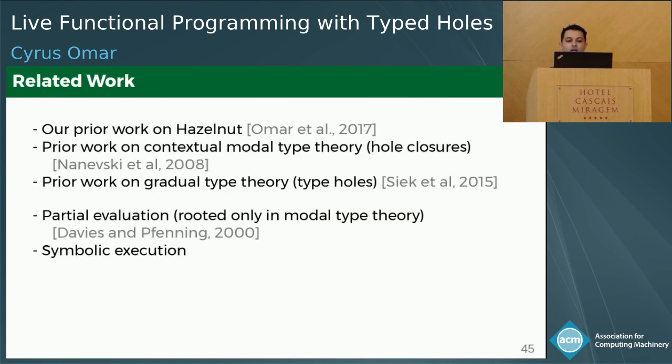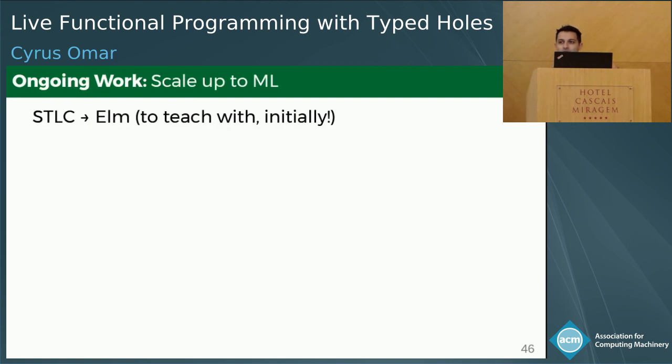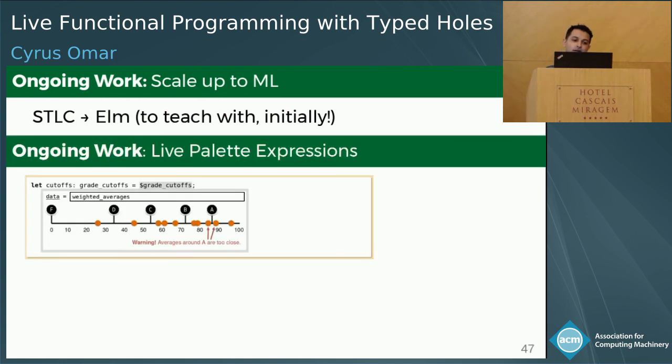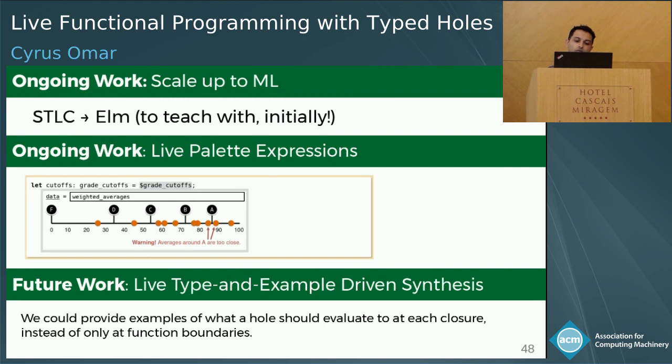I mentioned the related work already. Contextual modal type theory kind of extends partial evaluation to partial evaluation with respect to something inside that has a context inside a function. And then I will leave our ongoing and future work on the screen as I take questions. Let's take a bit of time for one or two questions.